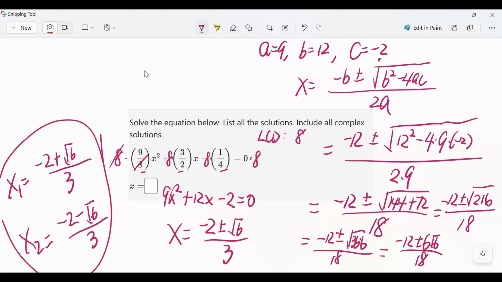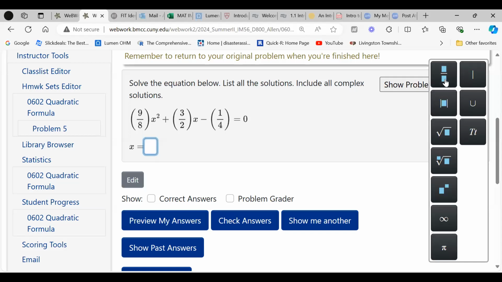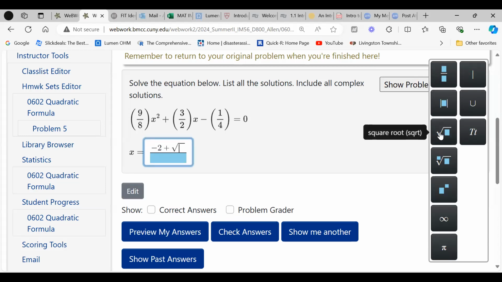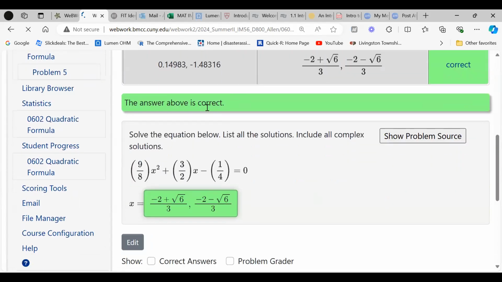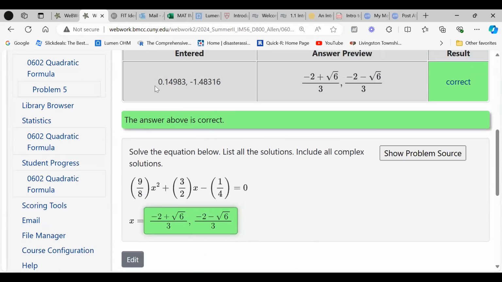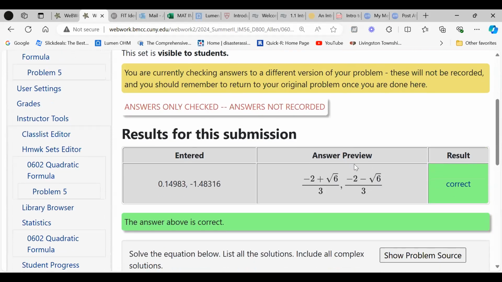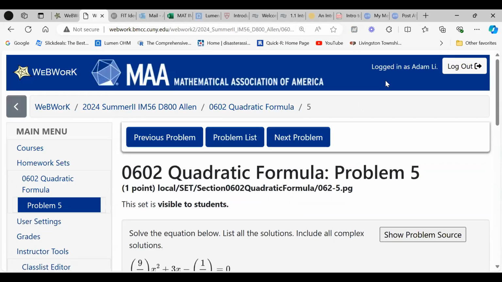Solutions. Any question about this? -2 adding radical 6 over 3, and the other one just changes the sign in the middle. Yep, so we get 2 solutions. Both good, right? And if you turn it into decimal, this is the equivalent decimal form, but we don't have to. We can leave it as is. This is the exact answer. That's what we want.